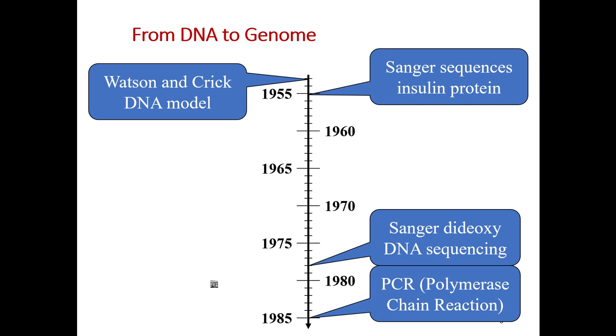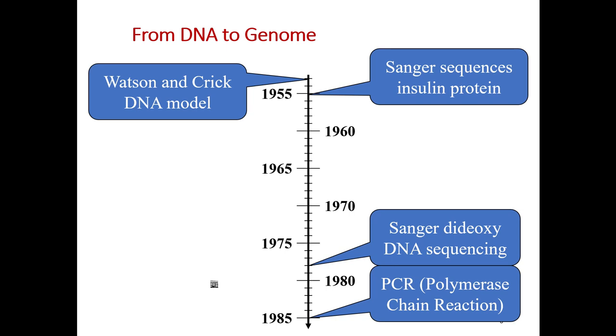Look, initially he did insulin protein sequencing. For that, he received the Nobel Prize in chemistry. Again, he invented a new technique for DNA sequencing. So he received the Nobel Prize in chemistry again. Now, Frederick Sanger is the second person in history who received the Nobel Prize twice in the same field.